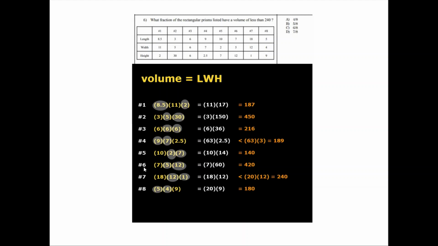Prism 5 is certainly less than 240. Prism 6 is much more. Here I did 5 times 12 to get the number that ends in 060. Prism number 7, like prism number 4, I have 18 times 12. Well, that's not easy to do, but if I compare that to 20 times 12, which is 240, certainly whatever that product is, it's less than 240, and we're within the requirement for the volume being less than 240. Similarly with number 8, and done.